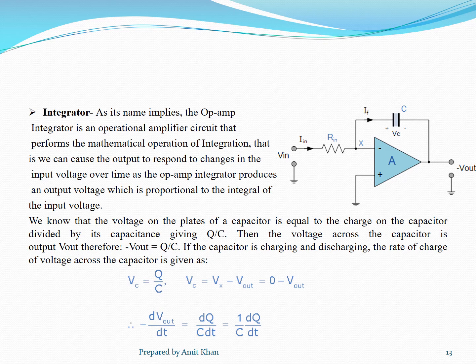We know that the voltage on the plates of the capacitor is equal to the charge on the capacitor divided by its capacitance, giving Q by C. Then the voltage across the capacitor is output voltage, that is minus V out equals to Q by C. So Vc equals to Q by C. That again we know Vc equals to Vx minus V out, that is 0 minus V out. So minus dV out by dt, that is equals to dq by dt into 1 by C.